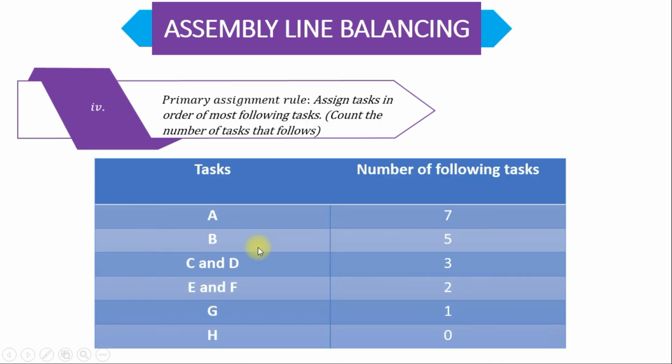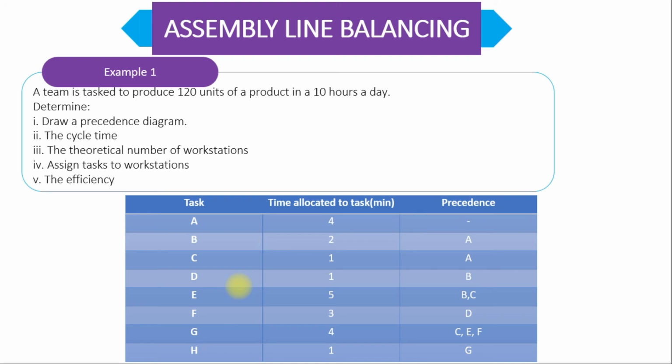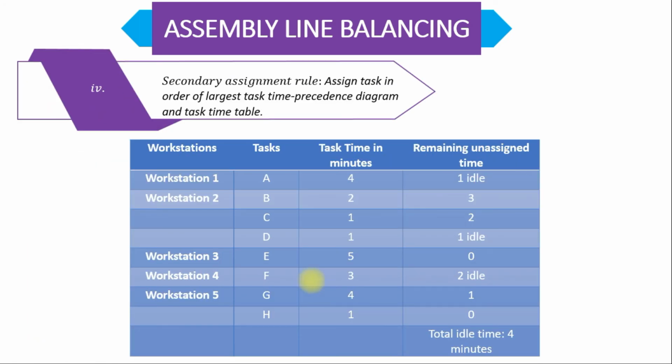Then we had a tie in this case between E and F, and it says that we should use the largest task time. Between E and F, the largest task time is E, 5 minutes. So E comes first with its 5 minutes task time. Subtract the 5 minutes from the workstation cycle time, which is also 5 minutes, and you get 0. Then move on to the next workstation. F is assigned to that workstation.